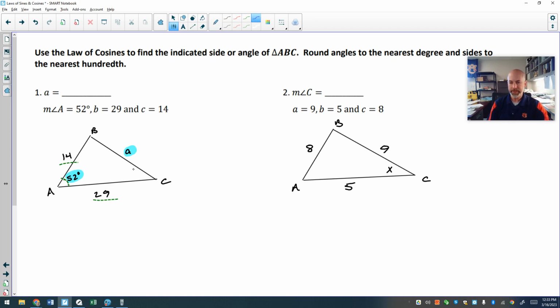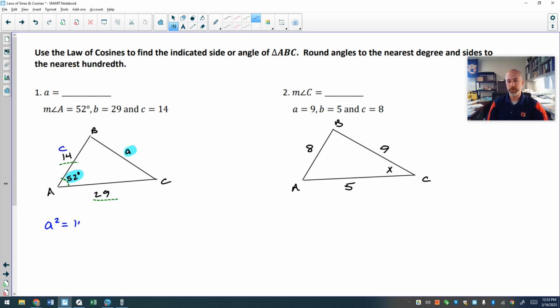It's not truly a hypotenuse, but in the Pythagorean theorem, the hypotenuse is the one that's by itself. So here, the opposite side is by itself. I'm going to start off with a squared equals b squared. So this will be my b. Oh, actually, that will be my c. It's opposite c. So there's my c.